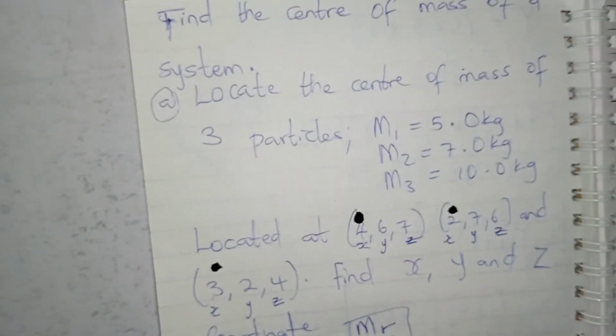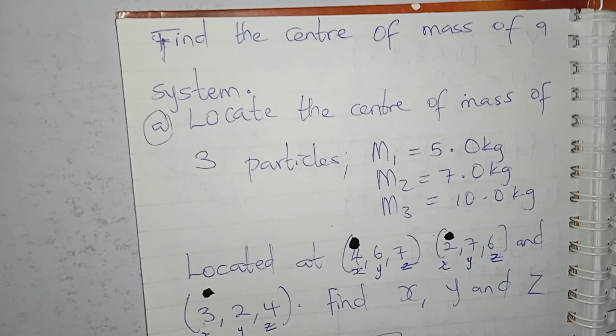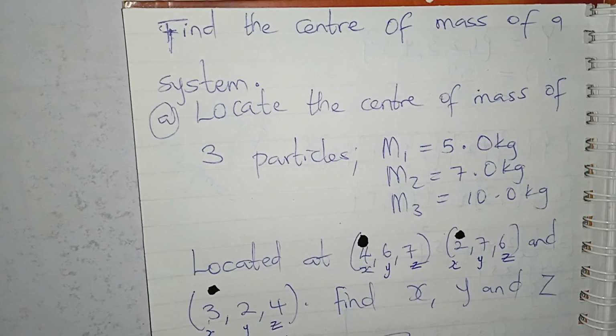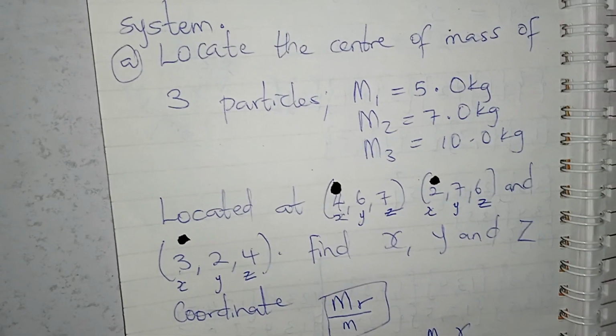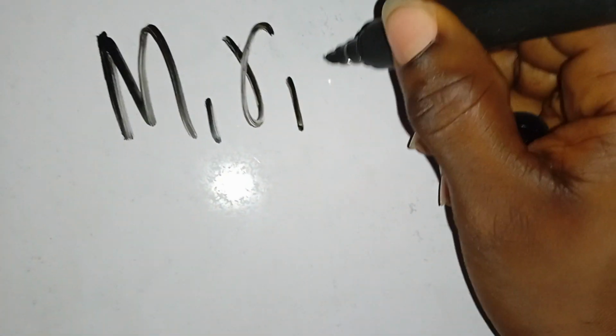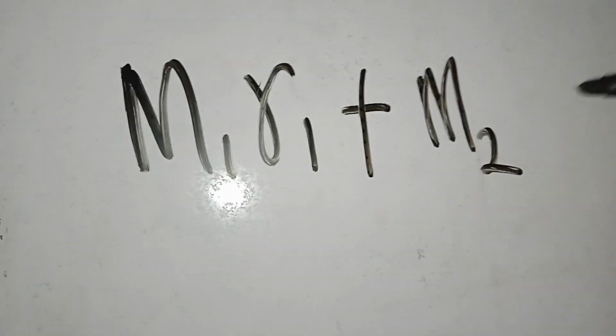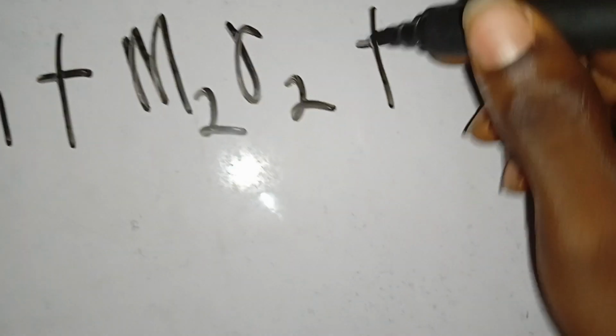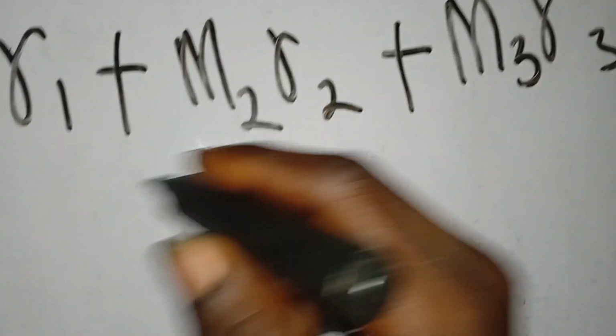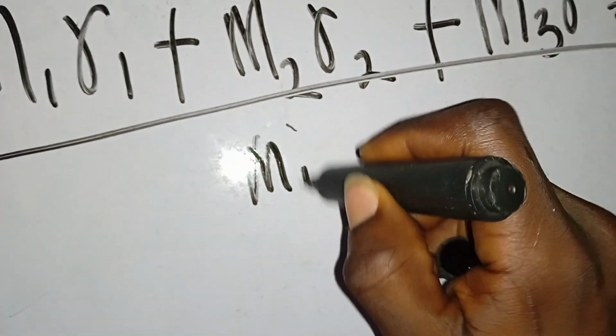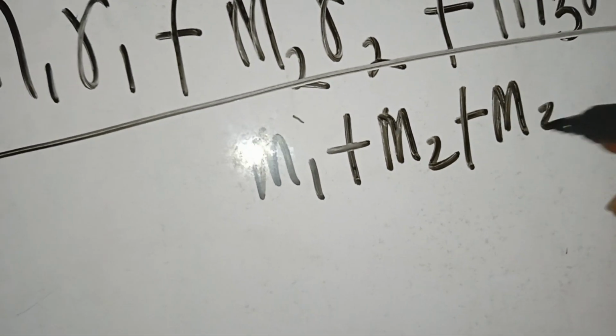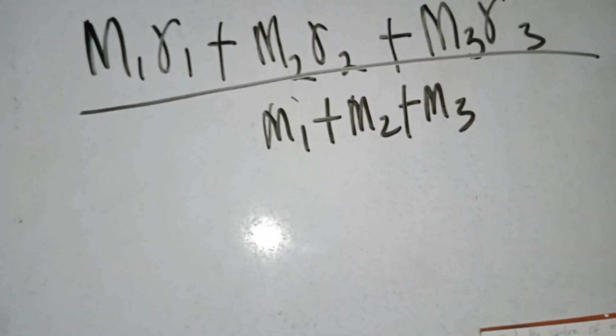So let's transfer this to the board. Looking at the question: locate the center of mass of 3 particles, M1 5 kg, M2 7 kg, M3 10 kg, located at 4, 6, 7, 2, 7, 6 and 3, 2, 4. So using our formula, we now have M1 R1 plus M2 R2 plus M3 R3 all over M1 plus M2 plus M3. This is our formula.